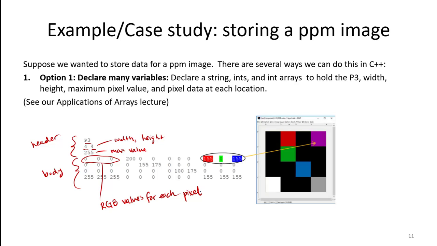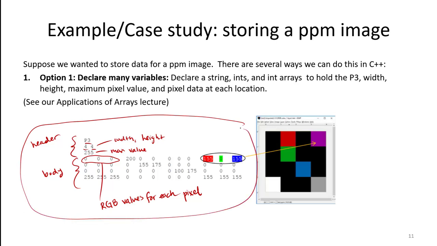So in this case, suppose we're trying to find the most efficient way to store data for a PPM image, and we need to store all of this data within our C++ program. The first way that we learned is to declare many variables. So we can declare a string for the P3, we can have ints for width, height, and max value, and then we can use one or more arrays to store each pixel.